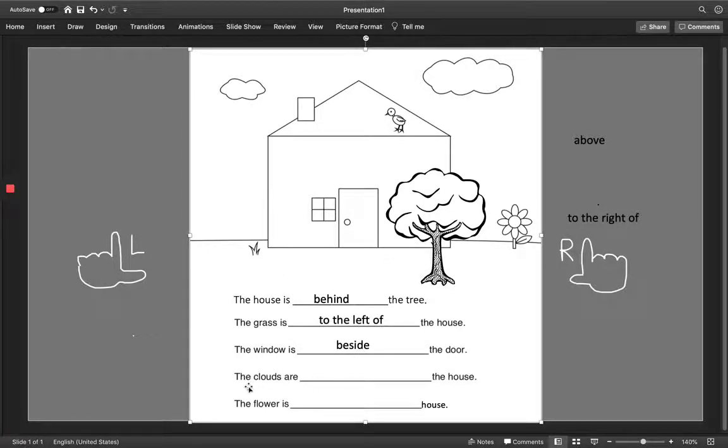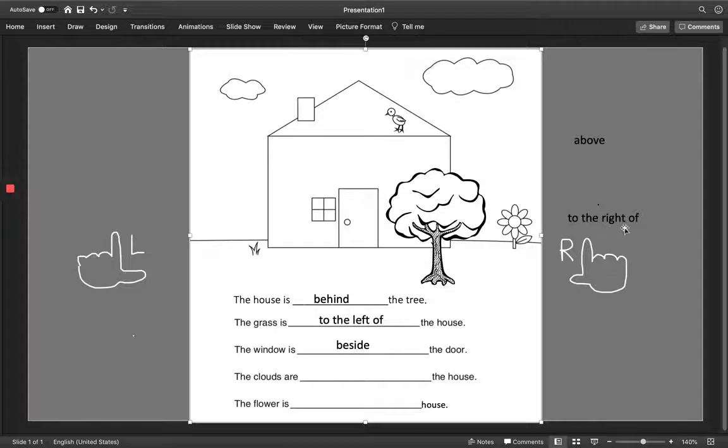The next sentence says, the clouds are blank the house. So we only have two options here. Let's read the first one. Above. Are the clouds above the house? Yes, they are above the house. You see, the house is down here and the clouds are up here. So they are above the house.